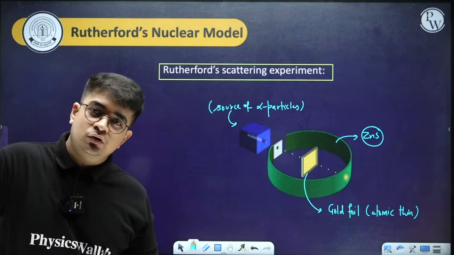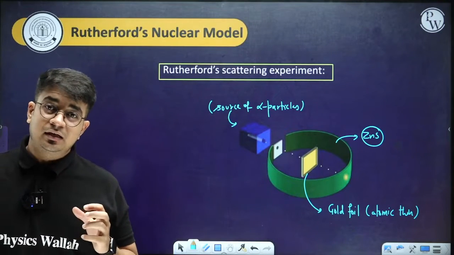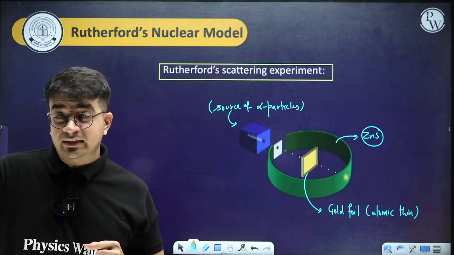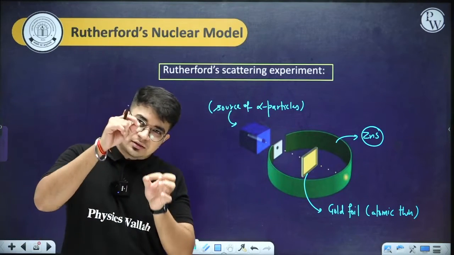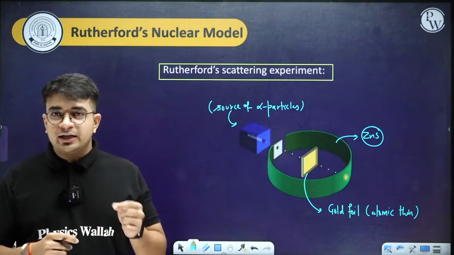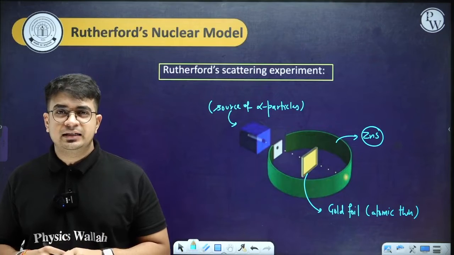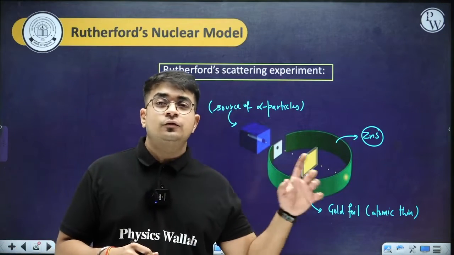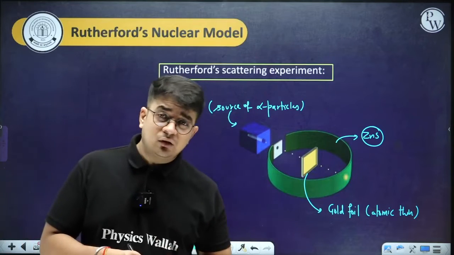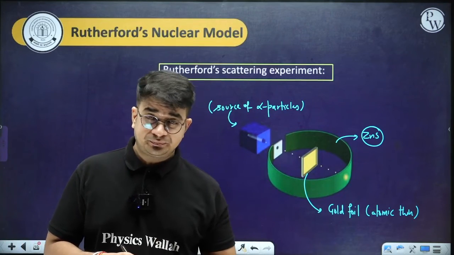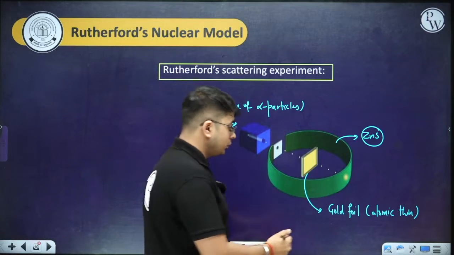Why did he choose gold? Because gold has an excellent ductile nature, which means you can convert it into an atomic thin sheet. It's not like only one atom is present inside the sheet. It is approximately 0.0004 centimeter, which is approximately 2000 atoms thick. So yeah, it was a commendable job, and he chose the gold foil.